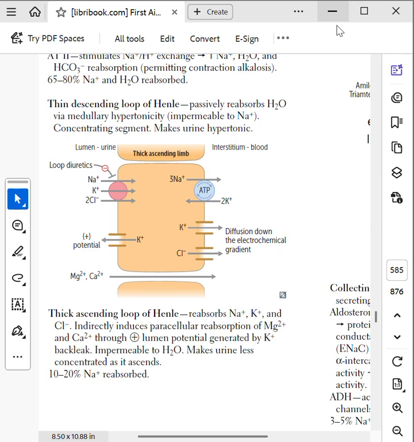the thin descending loop of Henle. This passively reabsorbs all the water via medullary hypertonicity. This is impermeable to sodium. So basically you concentrate the segment and you make the urine hypertonic. So in the thin descending loop of Henle, you passively reabsorb all the water via the medullary hypertonicity. All the water is reabsorbed and sodium is unchanged. Since the water is reabsorbed, the urine becomes hypertonic.